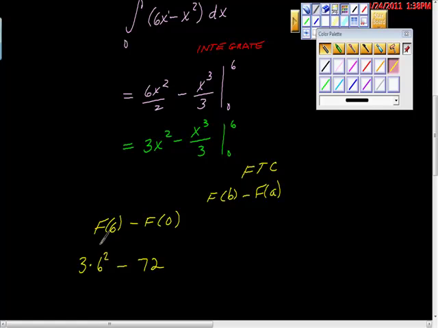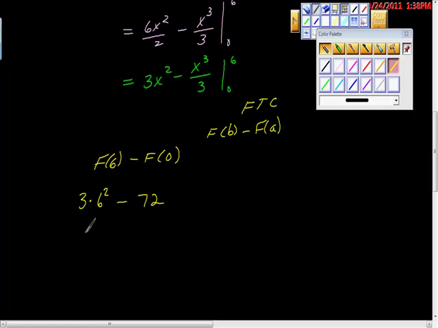I also know that 6 squared is 36. So 3 times 36, which happens to be 108. But I did a little bit of math on the side there. Minus this 72. That's f of 6. F of 0 is 0, so it's equal to 36, which is the area. That's what I'm banking on here.